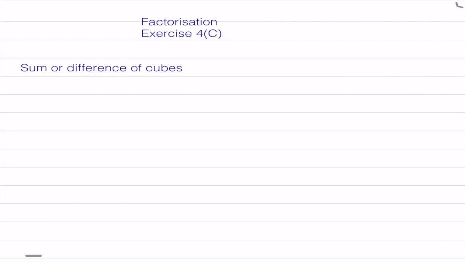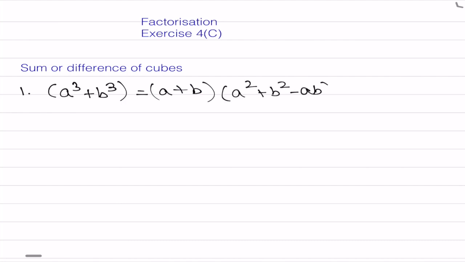Good morning, students. Today we will move to the next method of factorization, that is based on the identities, that is sum or difference of cubes. So for that you need to remember these two identities, that is a cube plus b cube equals a plus b into a square plus b square minus ab.